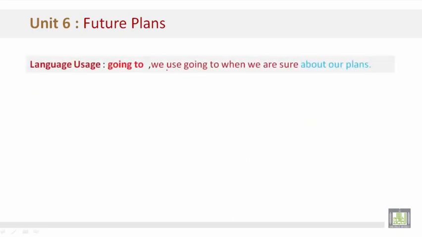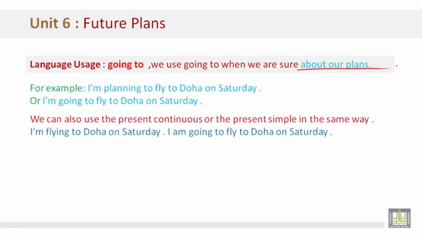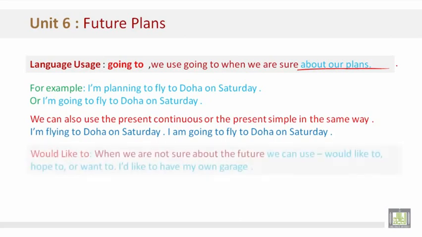Going to. We use going to when we are sure about our plans. For example, I'm planning to fly to Doha on Saturday, or I'm going to fly to Doha on Saturday. We can also use the present continuous or the present simple in the same way. I'm flying to Doha on Saturday. Another way, I'm going to fly to Doha on Saturday.